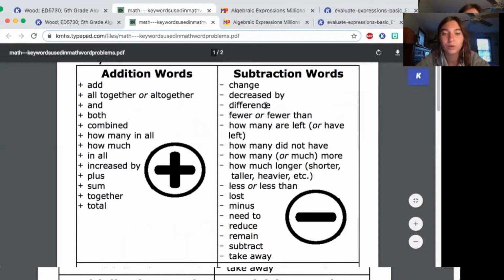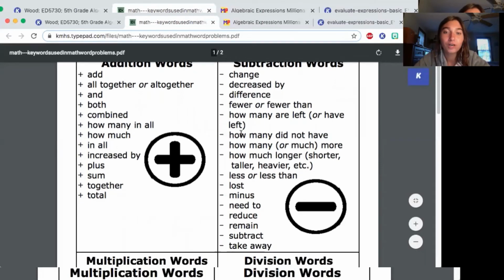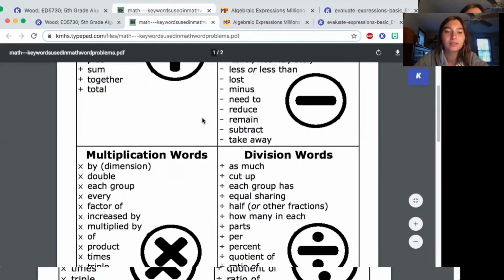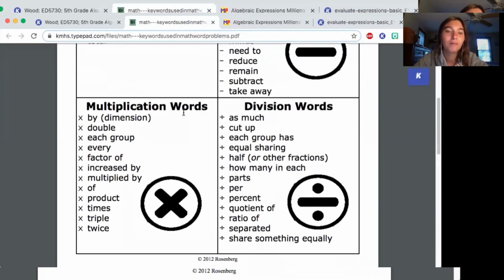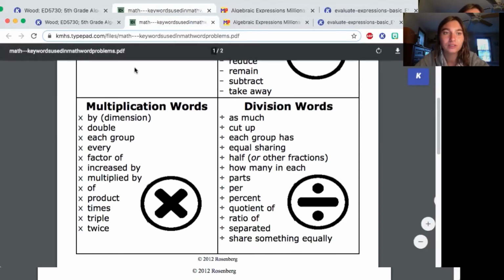Some subtraction words are minus, reduce, take away, fewer, difference. Multiplication words might be double, each group, increase by, product, twice. And division words might be cut up, half, parts, quotient, and share something equally. So let's go back to our notes.